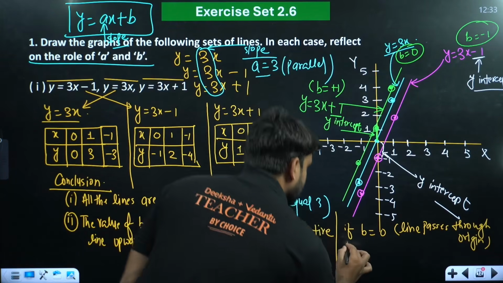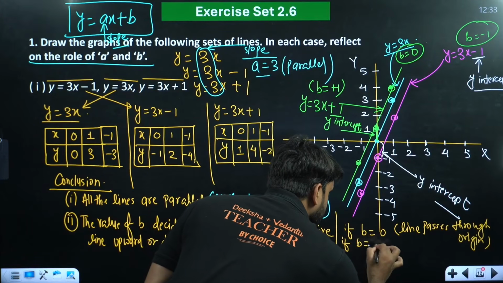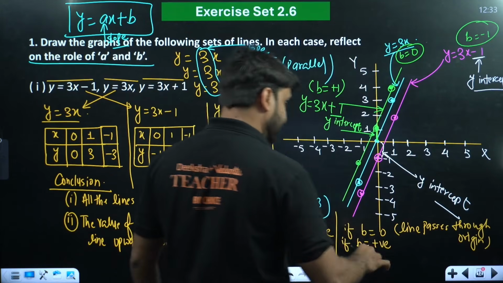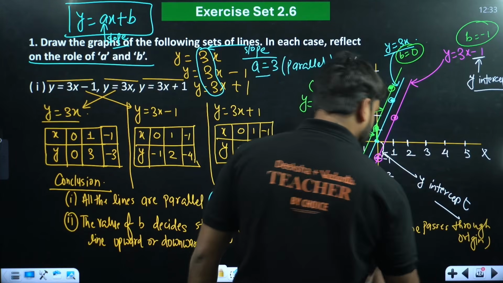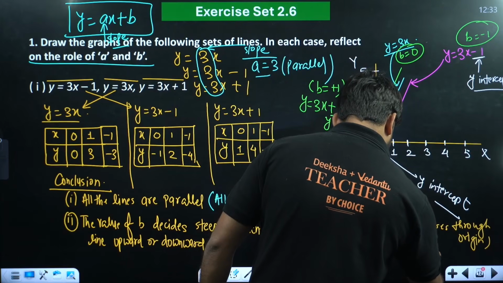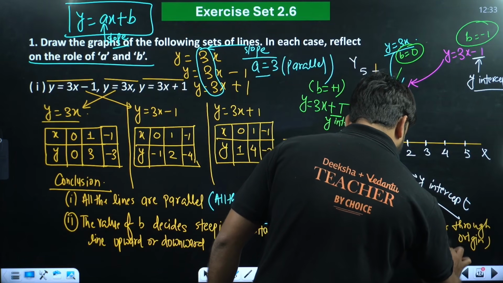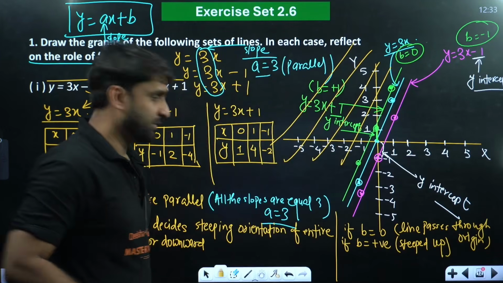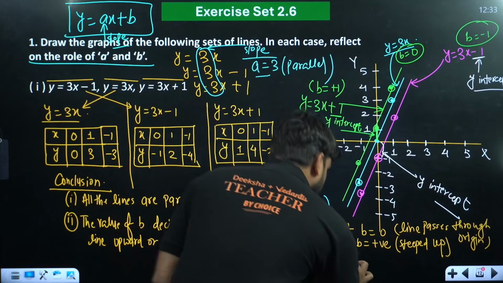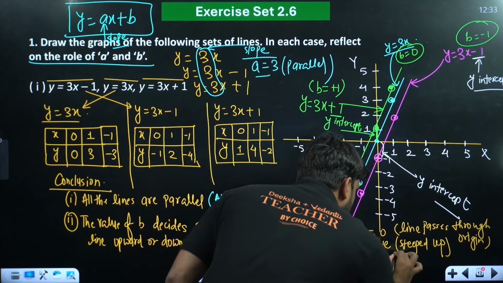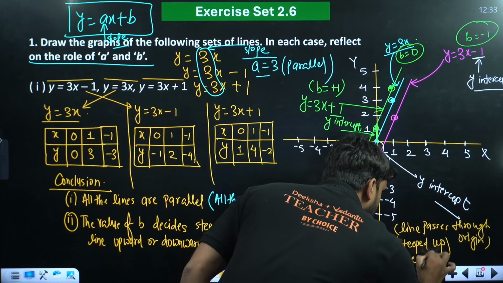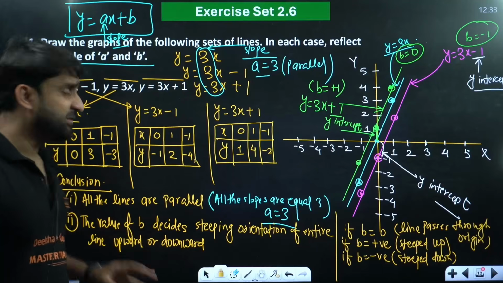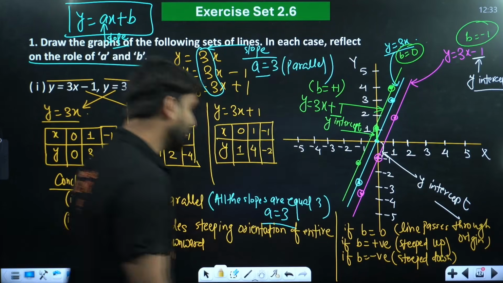Okay. Second, if B is positive, it indicates that the line is steeped up. Steeped up means the line will be shifted this way. And if B is negative, the line will be steeped down. Please write down these things in your notebook. This is very important. My dear champions, take a screenshot if you want.